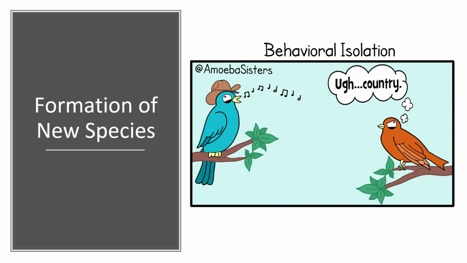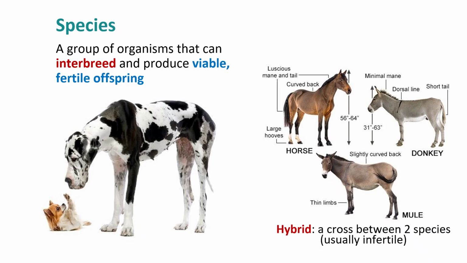Okay, so now we've learned about the process of evolution. Let's shift our attention to the outcome of evolution, which is creating more biodiversity and eventually forming new species. To know how to define a new species, we first have to define what a species is. A species is a group of organisms that can interbreed and produce viable, fertile offspring. So, as different as these two dogs on the left are, they are of the same species.